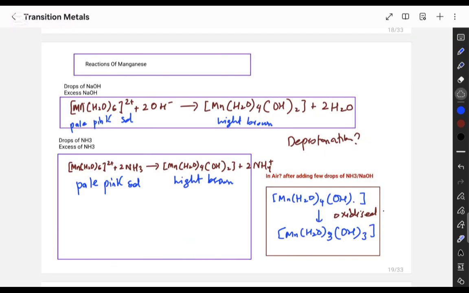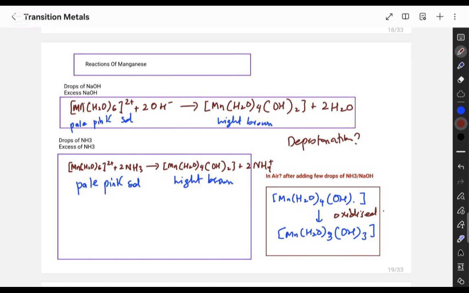So now we're going to be looking at the reactions of manganese. Again, manganese only reacts with a few drops of sodium hydroxide and ammonia. It doesn't react with excess sodium hydroxide or ammonia, so it doesn't undergo ligand exchange or display any of the amphoteric properties that we have seen. It only undergoes the deprotonation acid-base reactions.